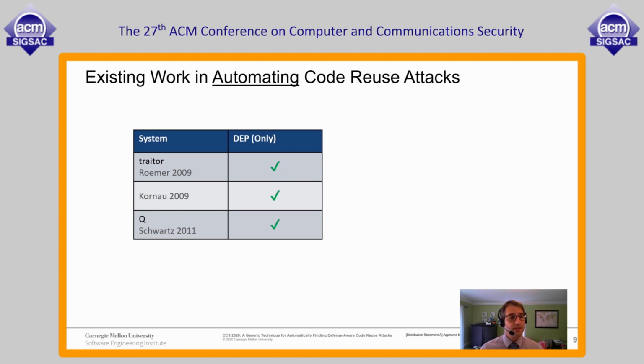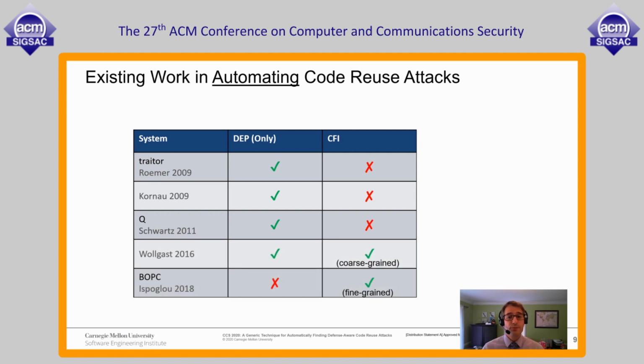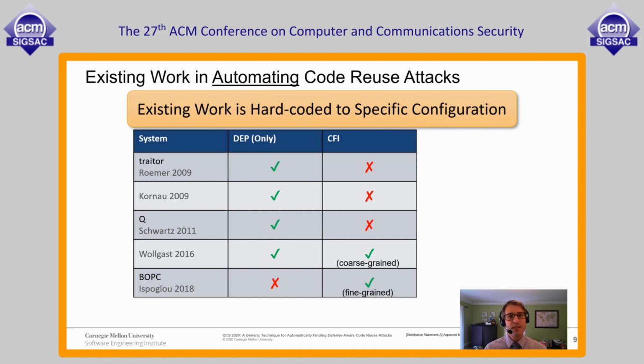So somewhat unsurprisingly, the early work on automatically detecting code reuse attacks only focused on DEP, and so it didn't consider extra defenses such as control flow integrity. Now, more recently, there's been research that tries to automatically find code reuse attacks that will function in the presence of different variants of control flow integrity. But what all of these existing systems have in common is that they basically have a fixed or hard-coded strategy that works for one particular configuration.